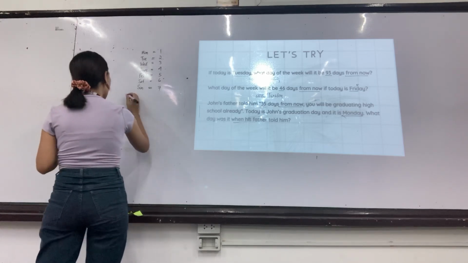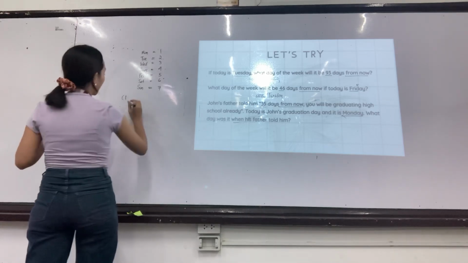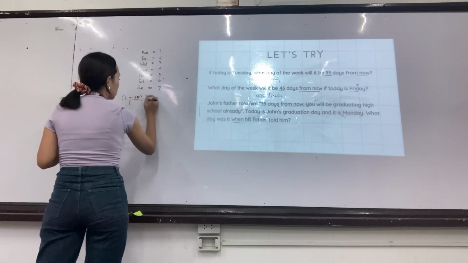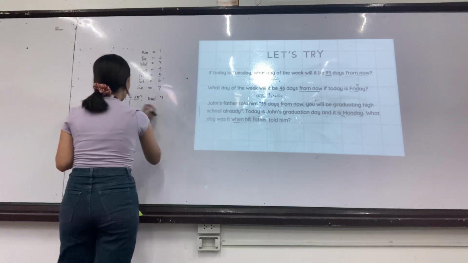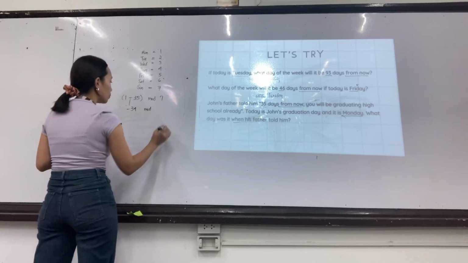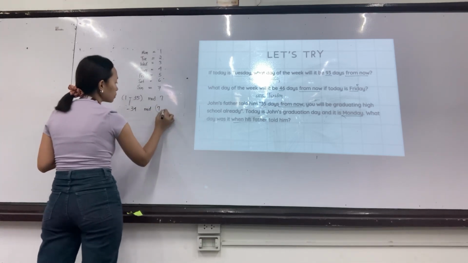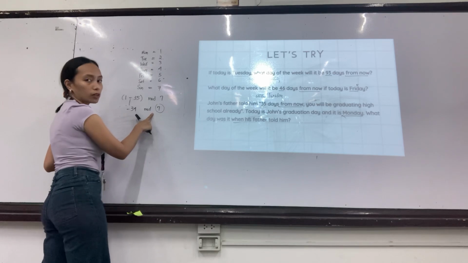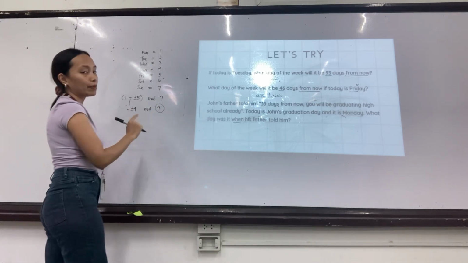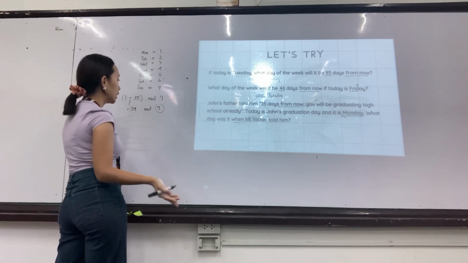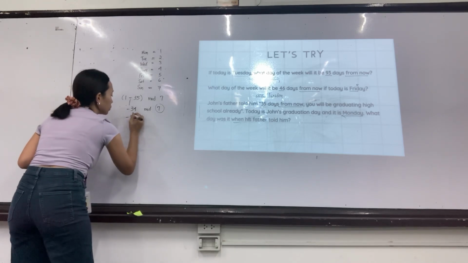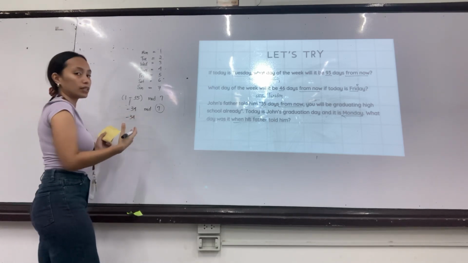So the given is Monday, so we write 1, minus 35. Modulo is still 7. So we have negative 34 modulo 7. Now we have to look for multiples of our modulo value that make negative 34 a positive number that is not greater than 7. So what we have to do is just what we did earlier.